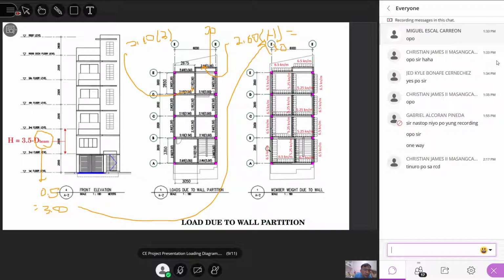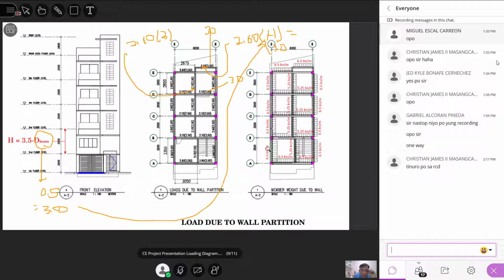Kasi dito kasi ano ba tayo? 3.5 din ba? O 3? In-adjust ko. 3.5 pala. So gawin natin 3.5. So i-adjust na lang natin. It should be 2. Okay?